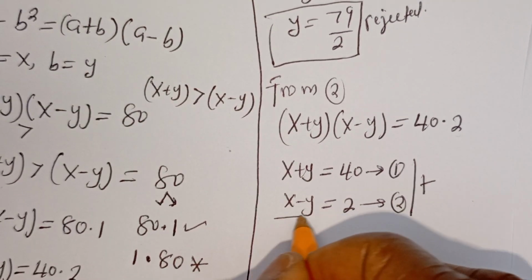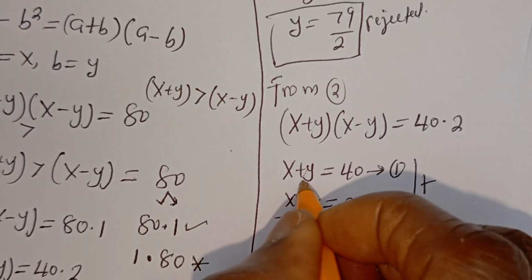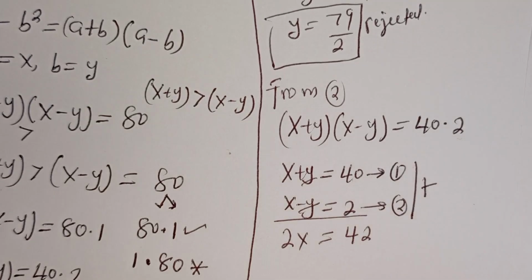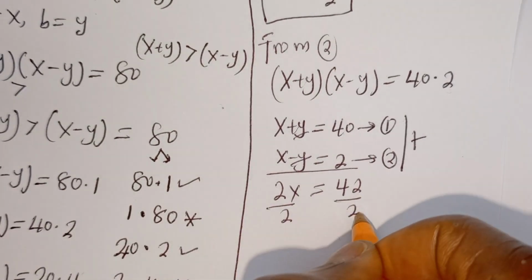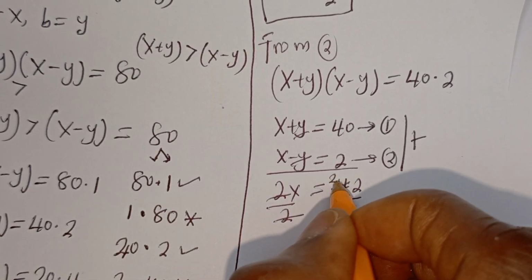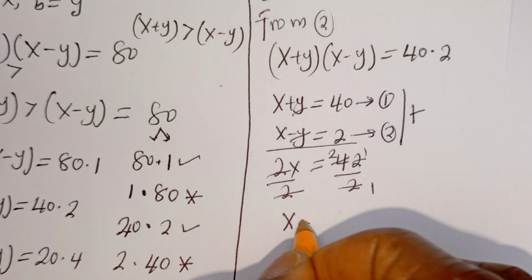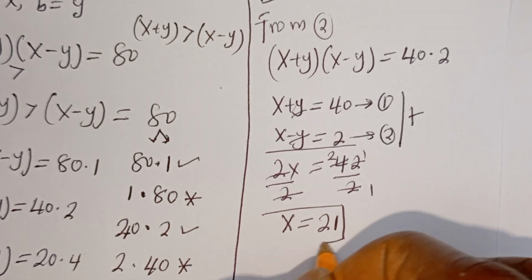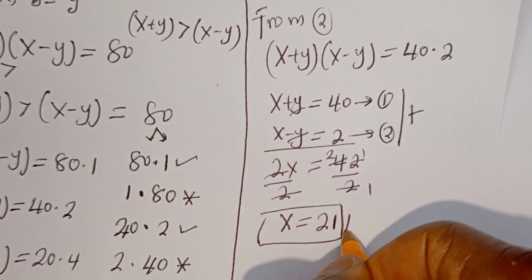If you add the two equations together, x plus x, this is 2x. The y terms will cancel. This is equal to 40 plus 2, that is 42. Then let's divide both sides by 2. Divided by 2, this will cancel this. Then x is equal to 21. This is the value of x. Is this a natural number or not? This is a natural number. It is accepted.